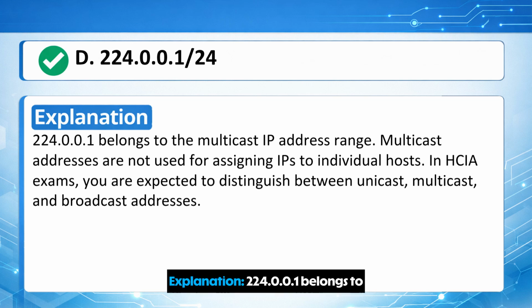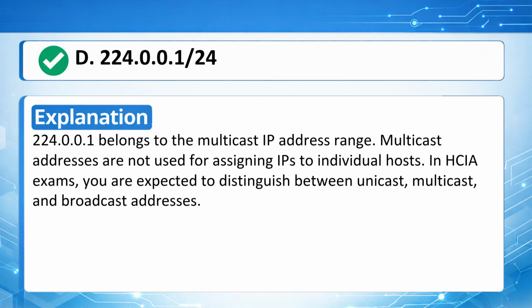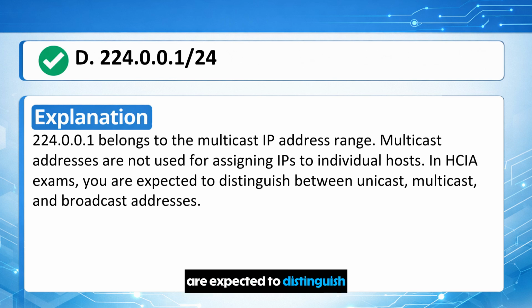224.0.0.1/24. Explanation. 224.0.0.1 belongs to the multicast IP address range. Multicast addresses are not used for assigning IPs to individual hosts. In HCIA exams, you are expected to distinguish between unicast, multicast, and broadcast addresses.